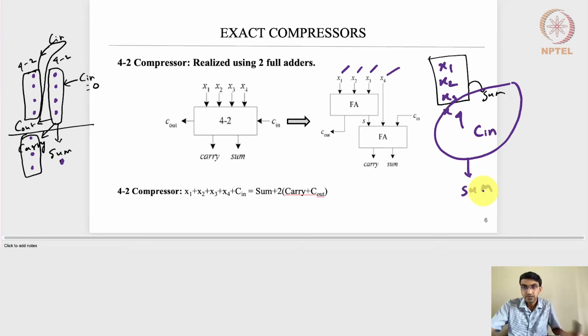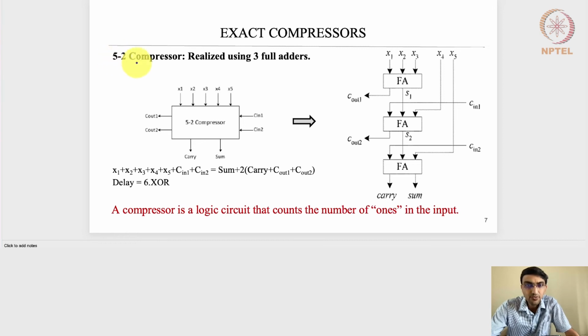All right. So hope this particular understanding is clear about the exact 4:2 compressor. Similarly, we can have 5:2 compressors where there are 5 inputs, and then there are 2 carry inputs, 2 carry outputs, 1 sum and 1 carry. Right, so this can be done using the 3 full adder circuits.